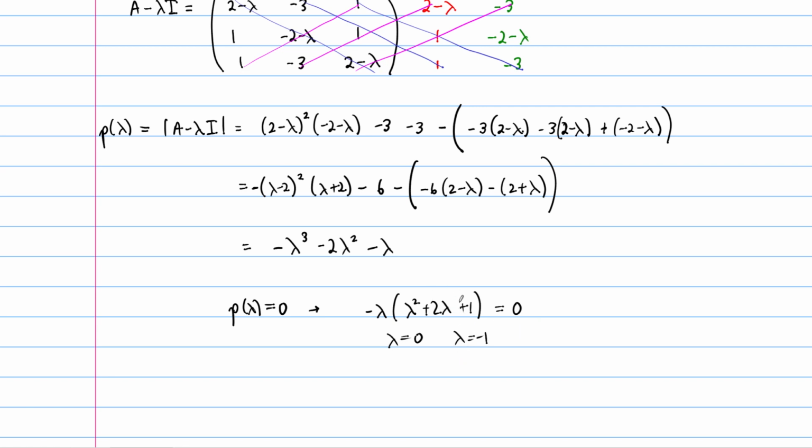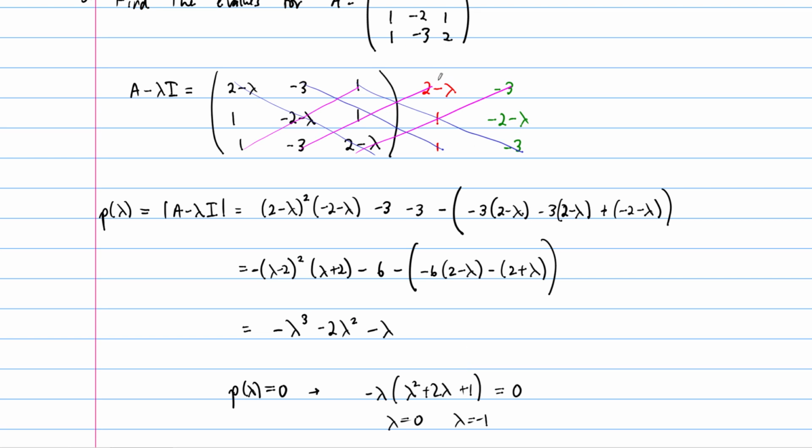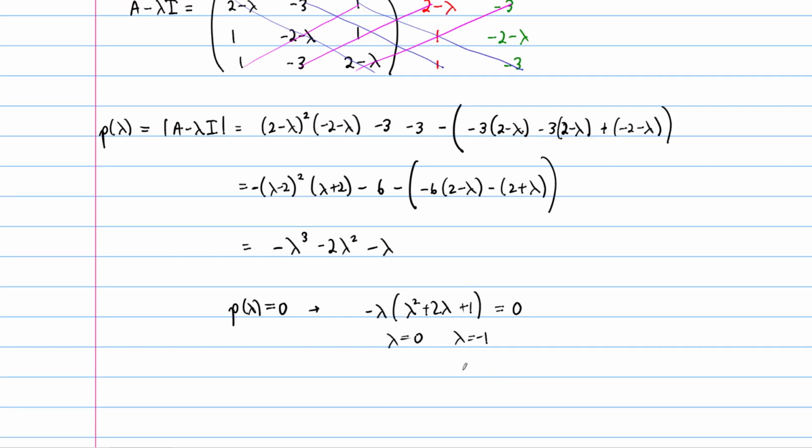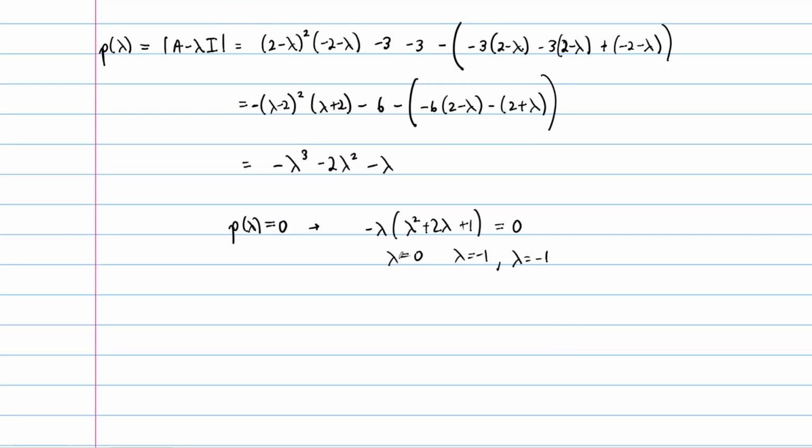Because this is lambda plus 1 quantity squared, this term right here. And so this is a three-dimensional matrix, but it only has 2 eigenvalues, and this one is repeated twice, so lambda equals minus 1 happens twice. Now notice that if lambda equals 0 is an eigenvalue, then this means that A minus 0 times lambda, which is just A, is singular. So if your matrix is singular, then 0 is an eigenvalue, and vice versa. So if lambda equals 0 is an eigenvalue, then your matrix must be singular.